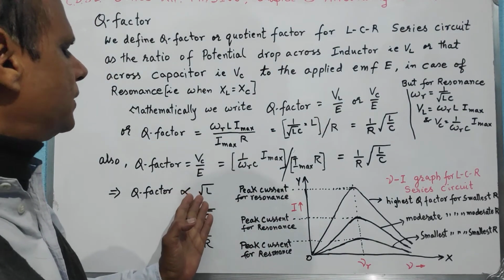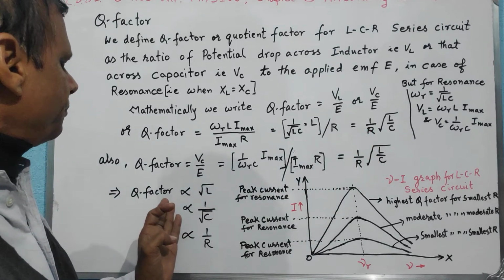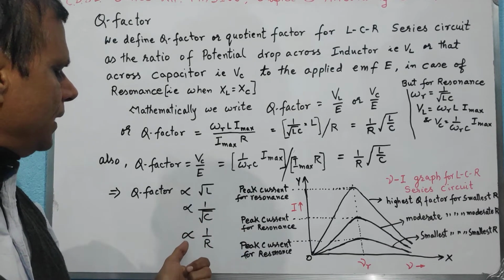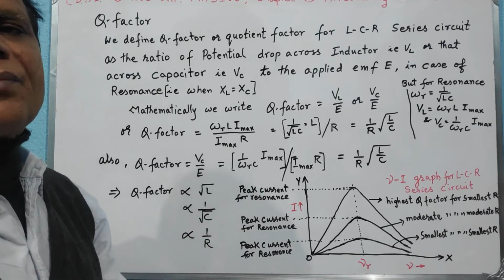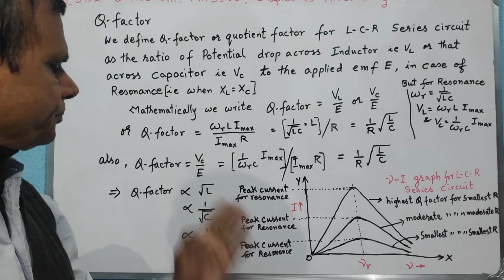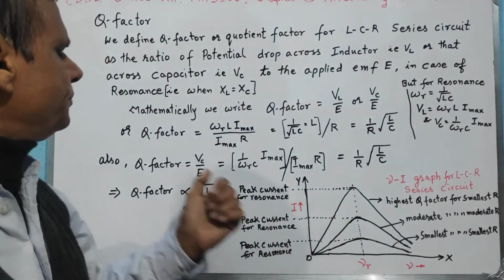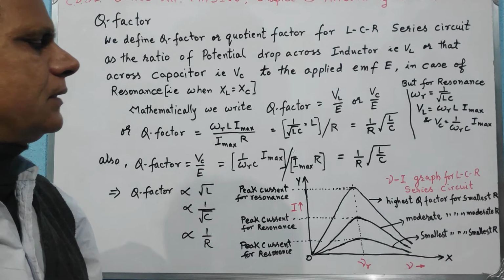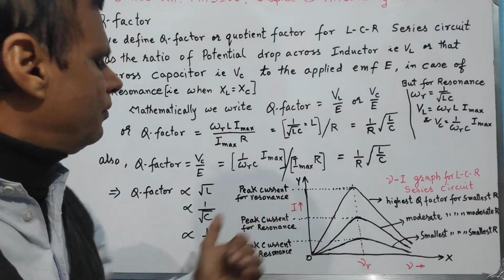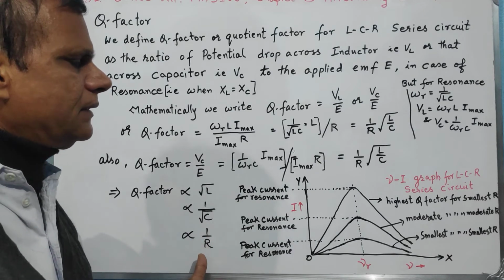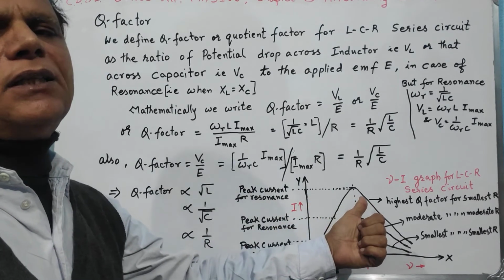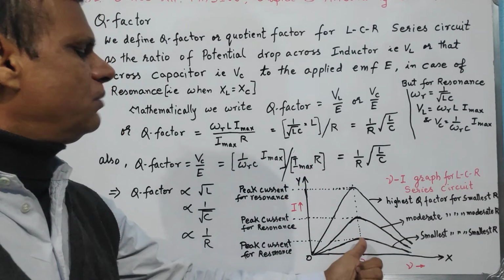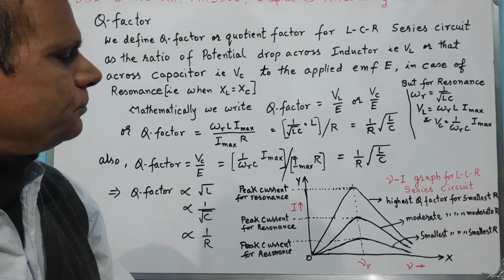Here you see Q factor is directly proportional to under root L, Q factor is inversely proportional to root C, and Q factor is inversely proportional to the resistance in the circuit. So that means for a given LCR circuit, L and C are fixed, so what can be varied is the resistance in this circuit. So the smaller the value of R, the smaller the resistance in this circuit, the higher will be the Q factor for that circuit. And the greater the value of R, the smaller will be the Q factor of the circuit.